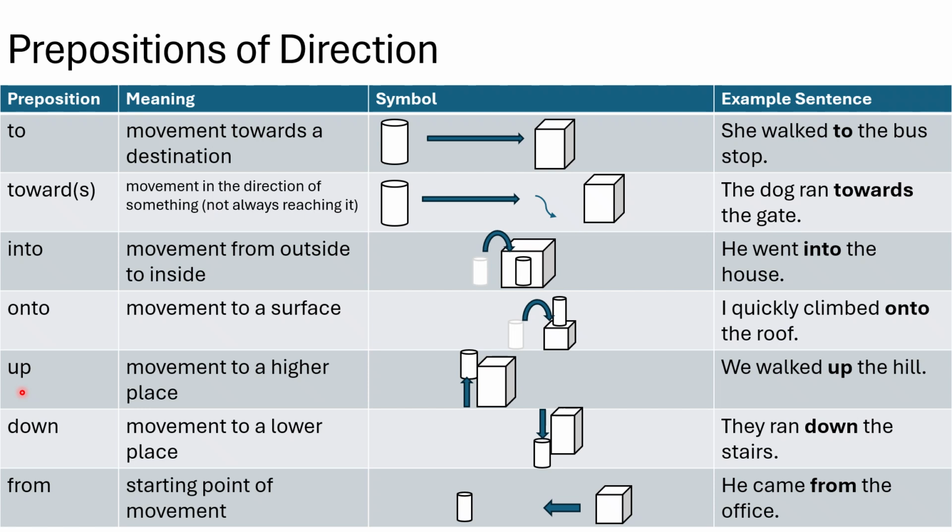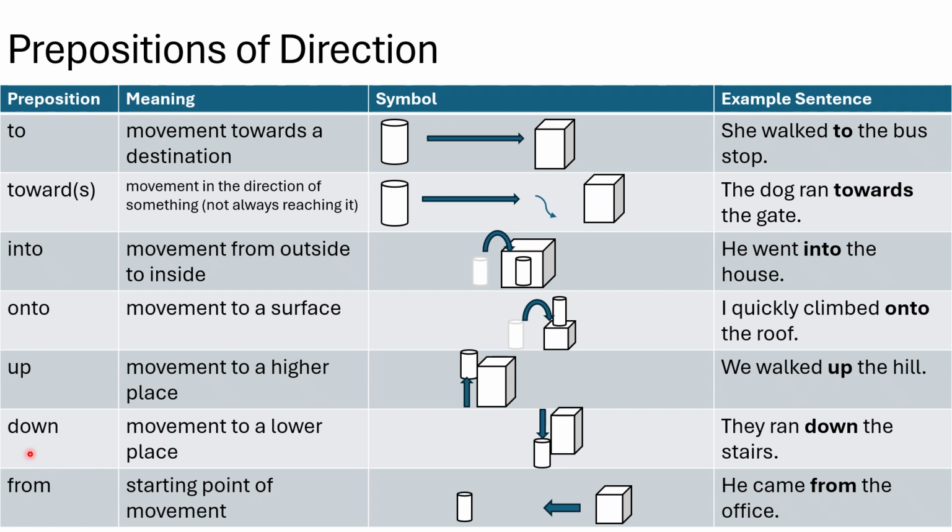The preposition up means movement to a higher place. This symbol illustrates the cylinder moving up the box. Listen to the example sentence. We walked up the hill.